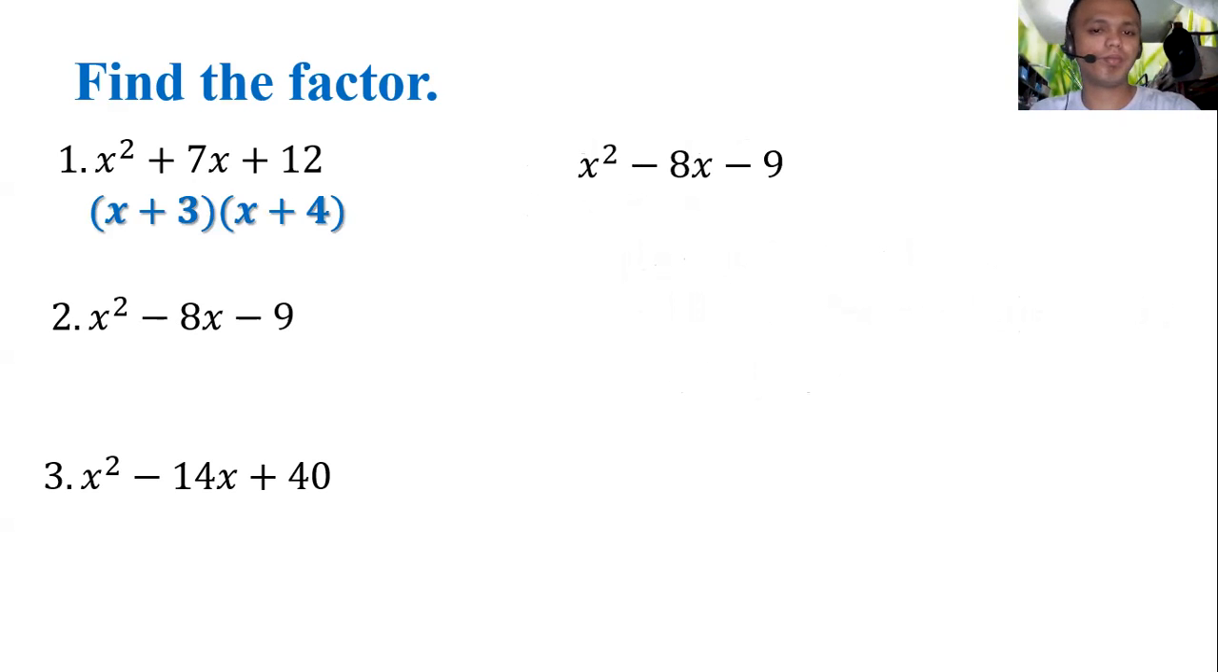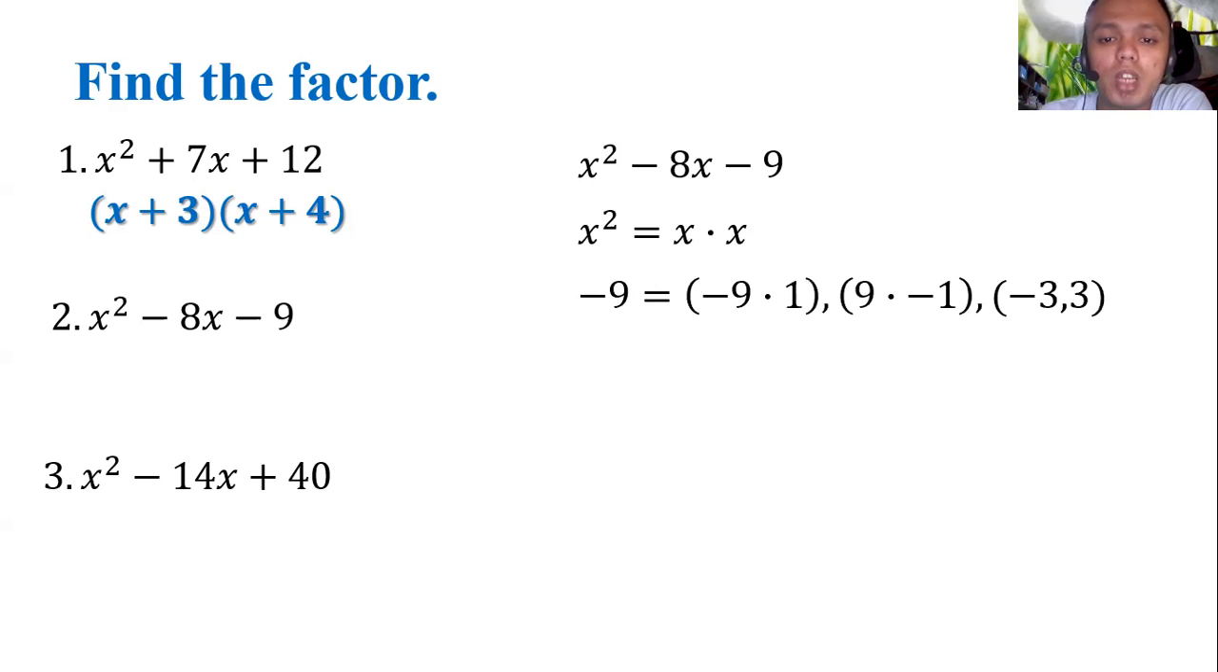Next, x squared minus 8x minus 9. Okay, now, factors of x squared, we have x times x. Factors of negative 9, we have negative 9 times 1, 9 times negative 1, and negative 3 times 3. Okay, now, which of these pair of factors that if we add those two factors, the sum is negative 8? Try natin negative 9 and 1. Negative 9 plus 1, we have negative 8.